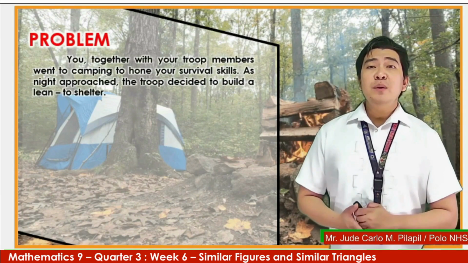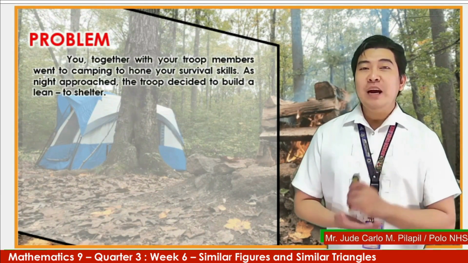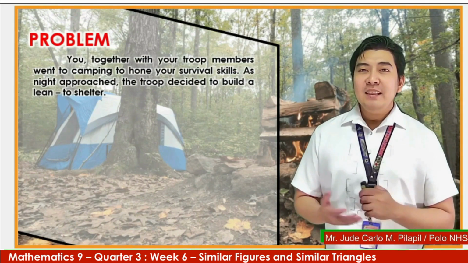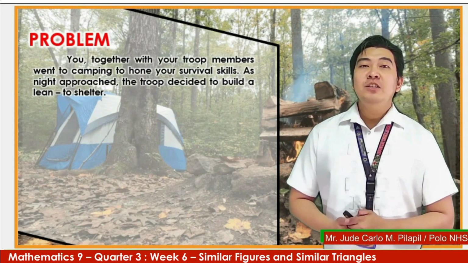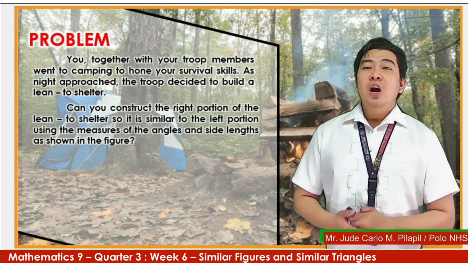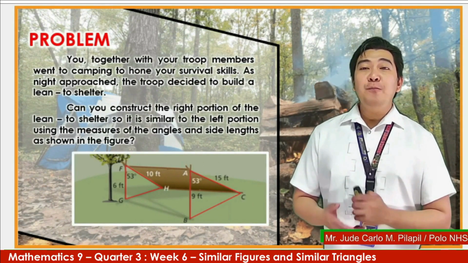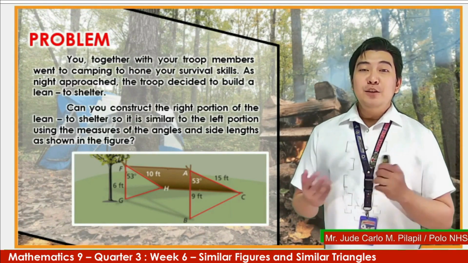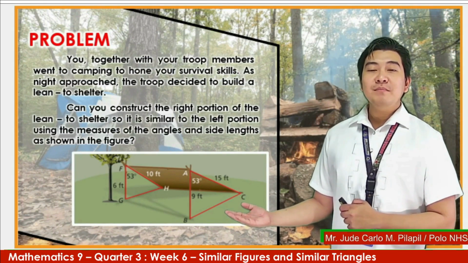In line with this, a problem is presented. You, together with your troop members, went camping to hone your survival skills. As night approached, the troop decided to build a lean-to shelter. Can you construct the right portion of the lean-to shelter so that it is similar to the left portion, using the angles and the side lengths as shown in the figure?